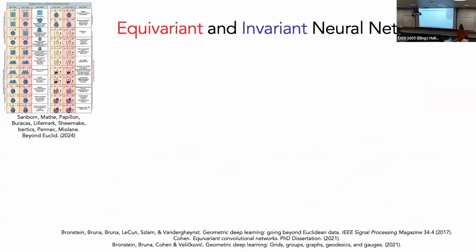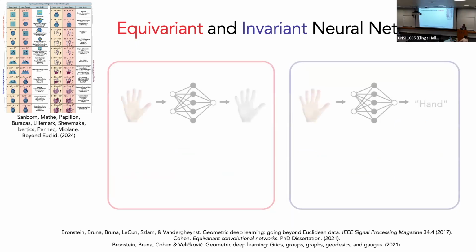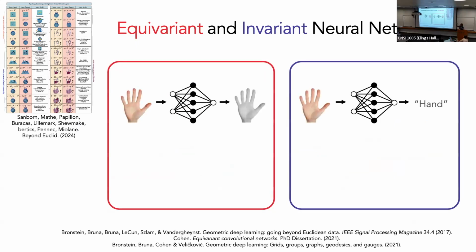Second example, equivariant and invariant neural networks. So this is another side of the literature where deep learning researchers have incorporated geometric strategies in neural networks, both with equivariant and invariant artificial neural networks. So on the left, equivariant neural network. On the right, an example of invariant neural network.